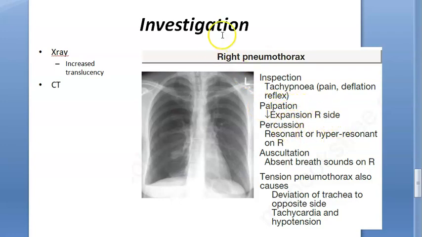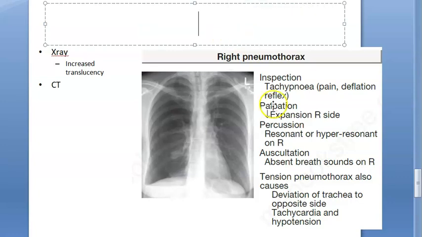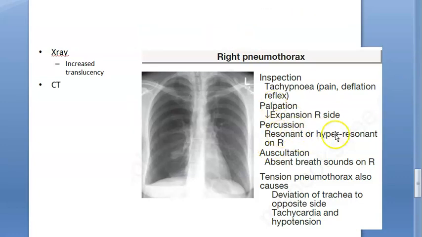On percussion, you will see that it's resonant or hyperresonant on the side of the pneumothorax. On auscultation, you will see that there are absent breath sounds on the affected side. In tension pneumothorax, you will also see mediastinal shift to the opposite side, tachycardia and hypotension.